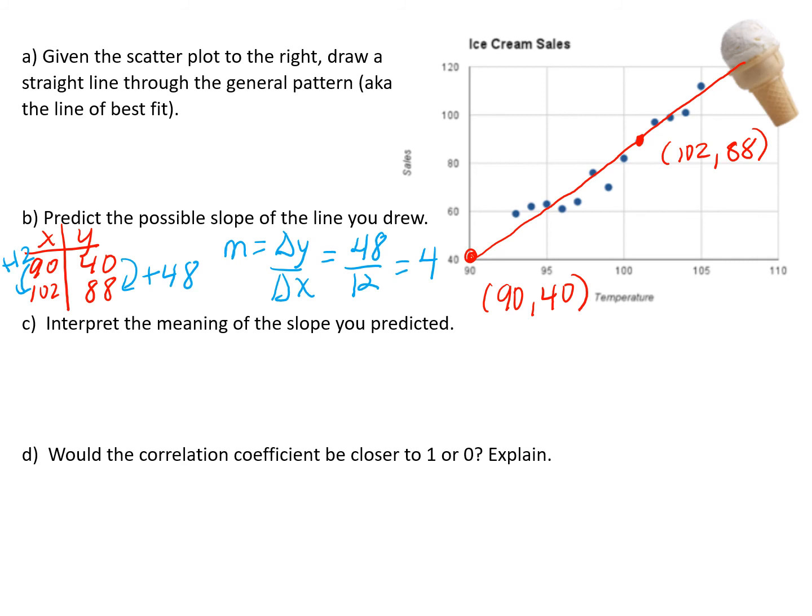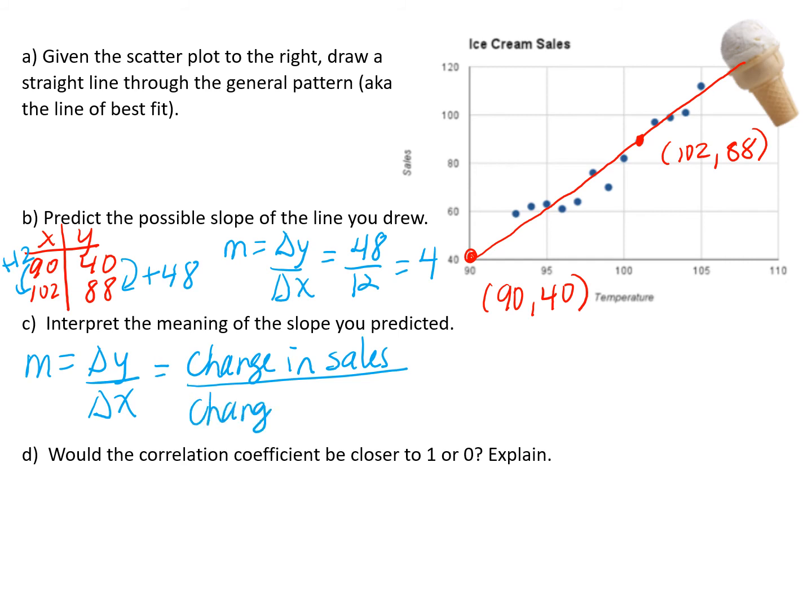It talks about interpreting the meaning of the slope, and I know that we came up with 4, but when we were looking at our slope and we were finding the change in y over the change in x, the change in y was the change in sales, and the change in x was the change in temperature. And again, we came up with 4. So what does that really mean in the context of this problem?